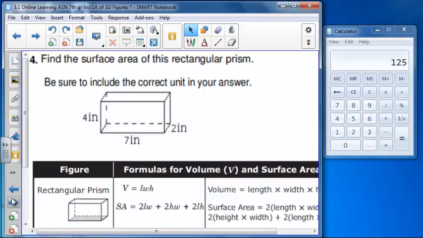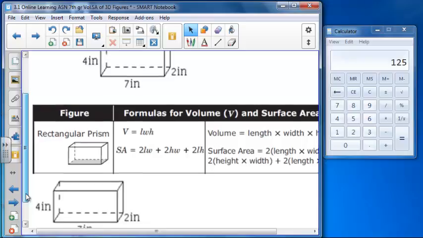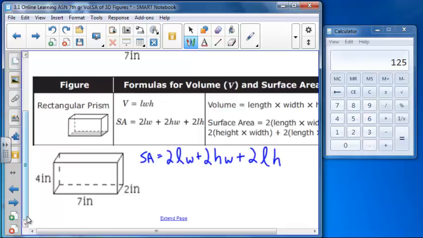And question 4. Find the surface area of this rectangular prism. The formula, surface area is 2 times the length times the width, plus 2 times the height times the width, plus 2 times the length times the height.